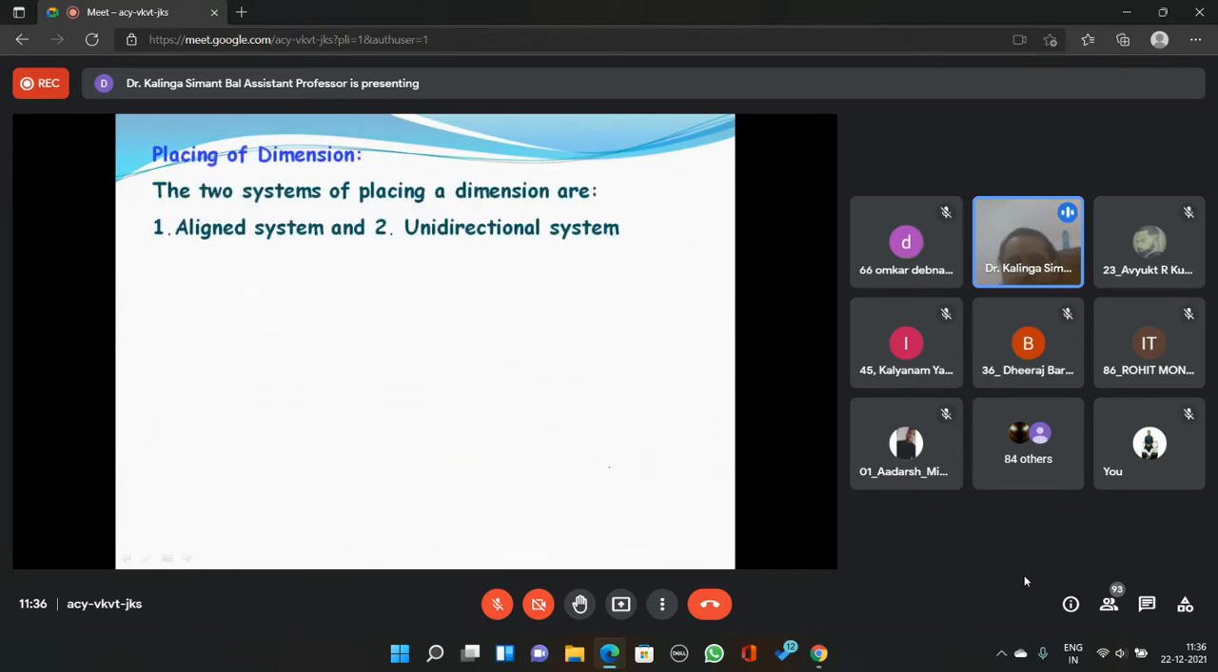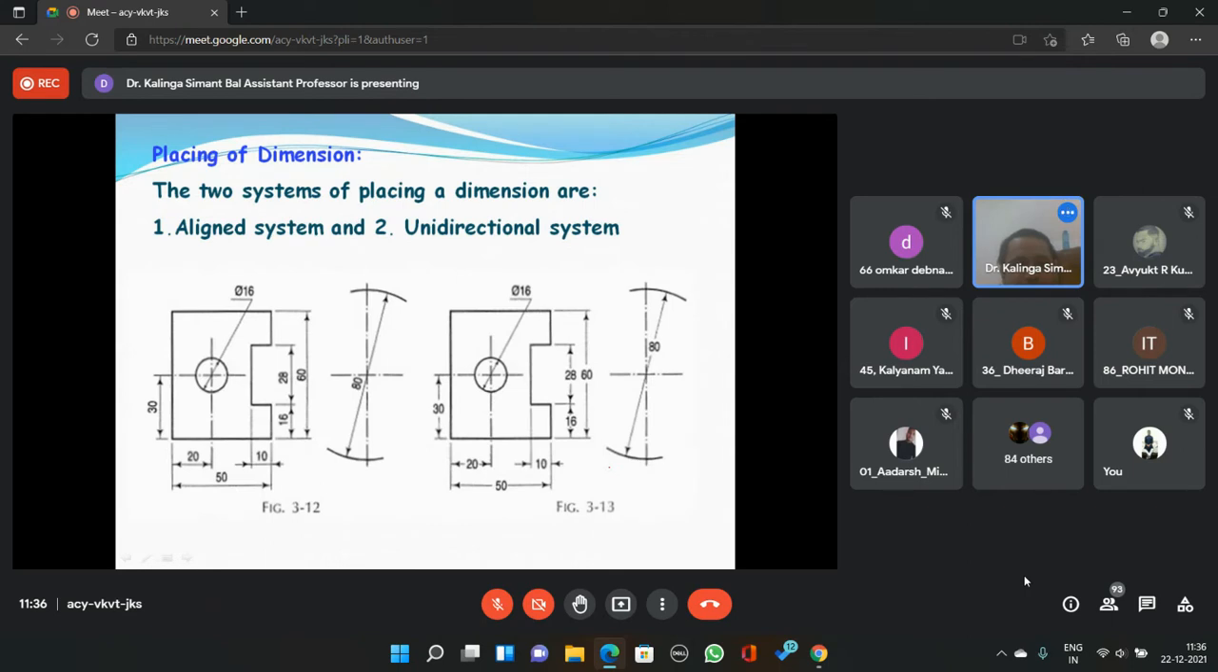Also, the alignment is very important. How? We cannot just align something, because when we place the dimension, there are two systems of representing the dimension: aligned system and unidirectional system. Aligned system means the dimensioning has to be aligned with respect to the drawing. For example, if this is 30 mm, I have to write that in an inclined position. This vertical position: 30 mm, 28 mm, 60 mm, 16 mm, 28 mm. These are always written in a vertical, horizontal way.